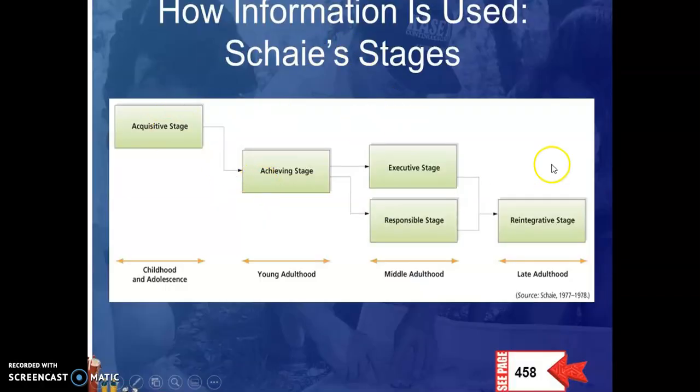So I put in this slide how the formation is used in these stages. Start with the acquisition stage and the achieving stage. This is childhood and adolescence. Achieving stage, young adulthood. Executive stage, responsibility stage is middle adulthood, and reintegrative stage is later adulthood. So there are four levels: childhood and adolescence, and three levels of adulthood, and the acquisition is this age, childhood.